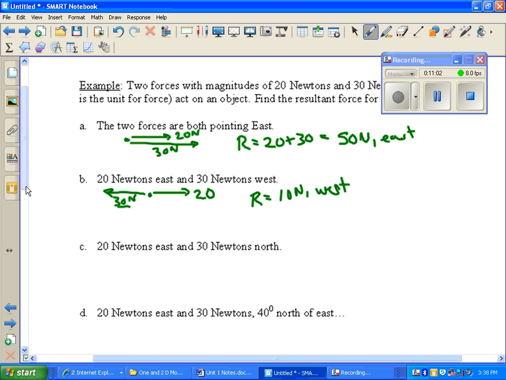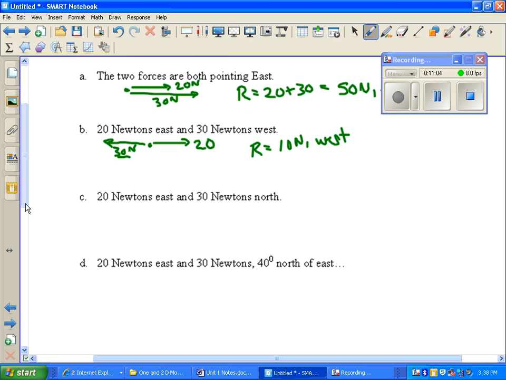The third one's also pretty easy. I have 20 newtons east, and then I have 30 newtons north. Okay. Now remember, I know it's going to go someplace in between these two. You don't have to draw this line, but I know it's going to go up here someplace, right? And I have to figure out what it's going to be. So I have to draw them so they're tip to tail. Right now, the two tails are touching each other. So I have to move one or the other. I'm going to move the 30.